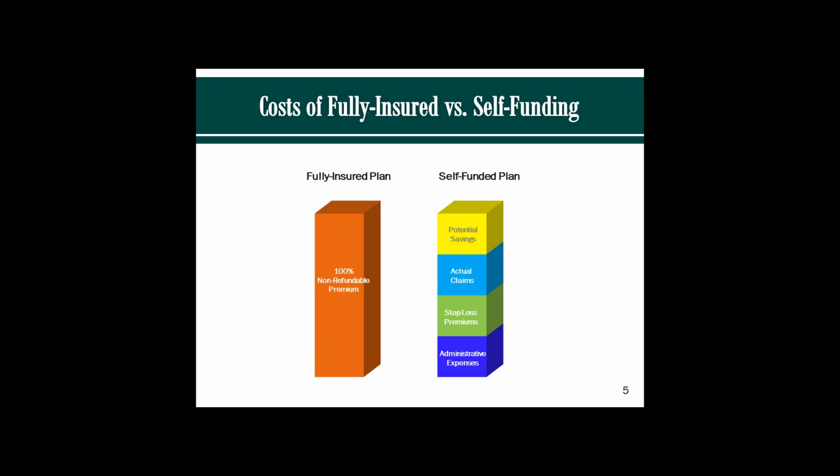A self-insured plan, I will explain later, is that legal arrangement where you, the client, are the insuring entity, and so you have to pay your actual claims. But if those claims don't equal what you expect, then of course there's potential savings, and that's the yellow block on top, which you would never see in a fully insured plan. You'll never get that opportunity.